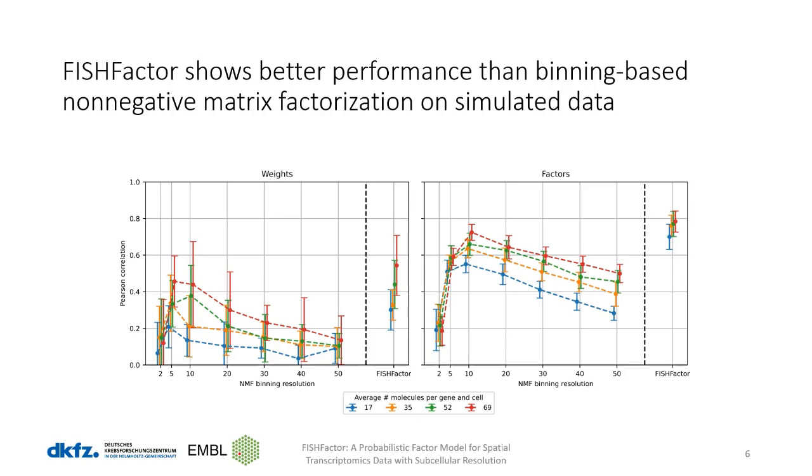To compare FISHFactor to an existing method, we performed spatial binning with various resolutions on the coordinates and applied non-negative matrix factorization. By correlating inferred and simulated values, we found that FISHFactor more accurately recovers the factors in all datasets and more accurately recovers the weights, especially in datasets with a low average number of molecules. This suggests that the advantage of using a Poisson point process likelihood over spatial binning becomes especially apparent when the average count of molecules per gene and cell is low.